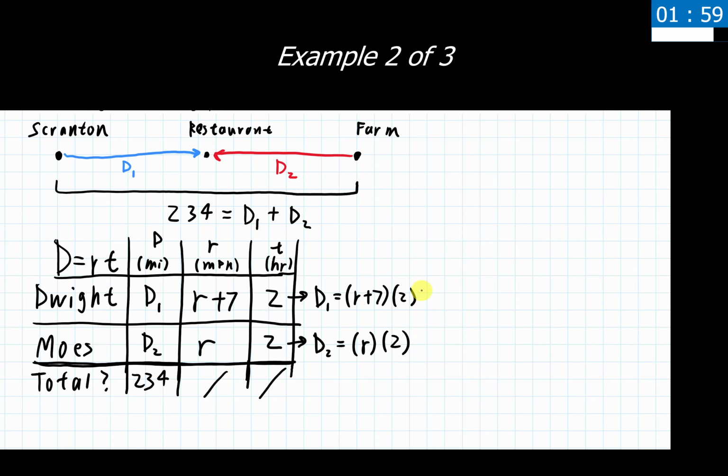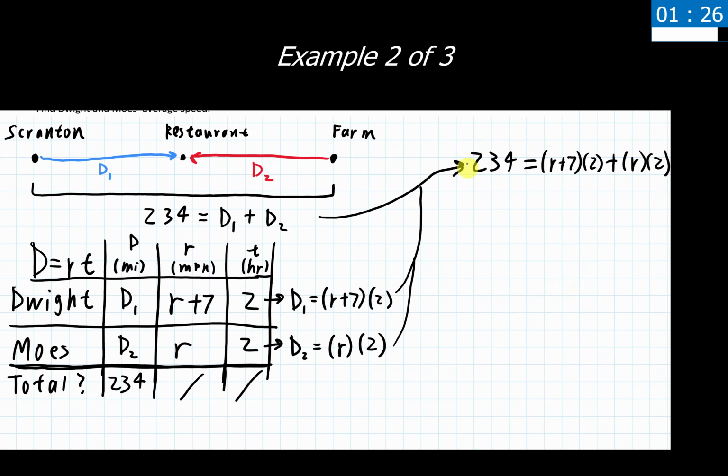Now I can bring these things together in this general equation that we had, all in one single equation, which is going to be 234, the total distance that they traveled, being equal to distance 1, the distance that Dwight traveled, which I can write in as r plus 7 times 2, plus distance 2, the distance that Mose traveled, which is going to be r times 2. And from here, I can solve this thing like I would any other Chapter 2 problem.